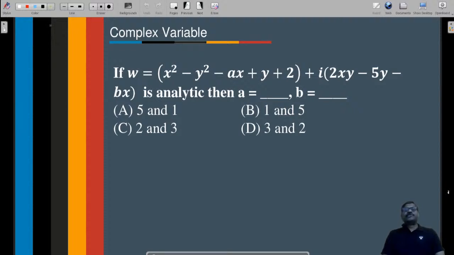Welcome to the revision course on engineering mathematics. Today I would like to discuss complex variable and numerical methods. Omega is x square minus y square minus ax plus y plus 2 plus i into 2xy minus 5y plus bx is analytic.